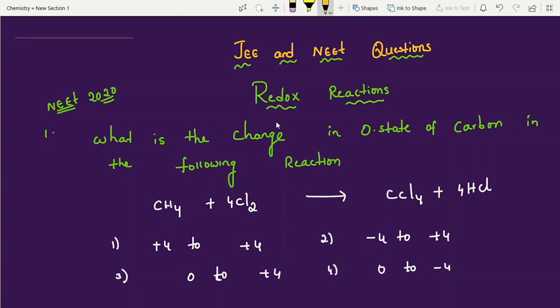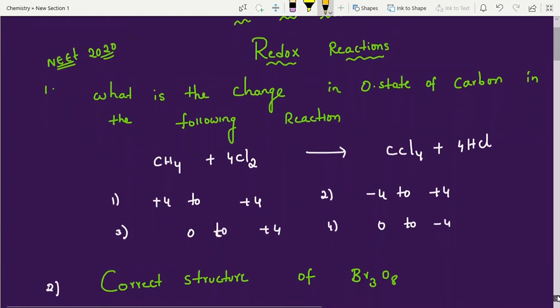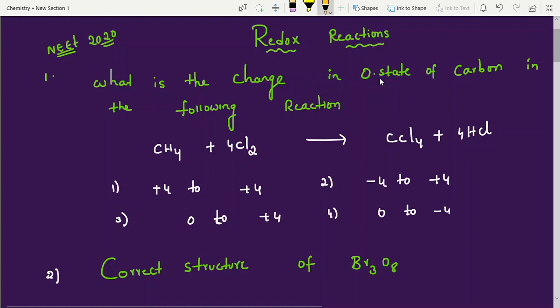So see, look into the first question, students. What is the change in oxidation state of carbon in the following reaction? To save time, I have copied some reactions. We look into the questions now. What is the change in oxidation state of carbon in the following reaction? See, look into this reaction, students. Everyone try to calculate along with me.